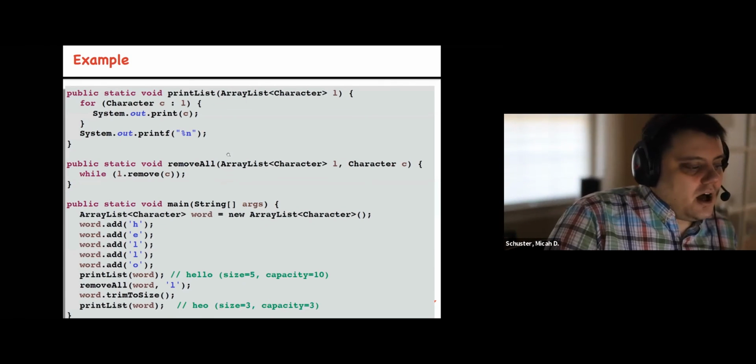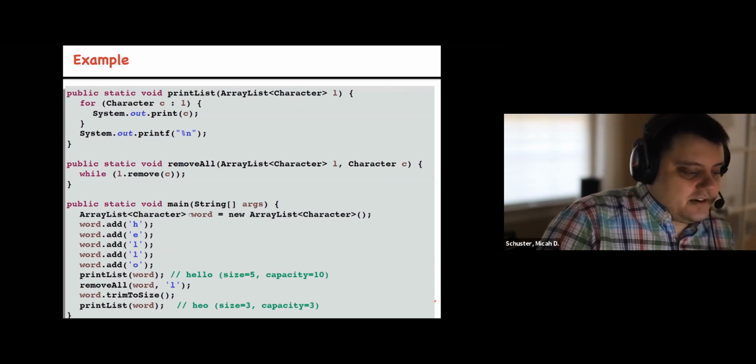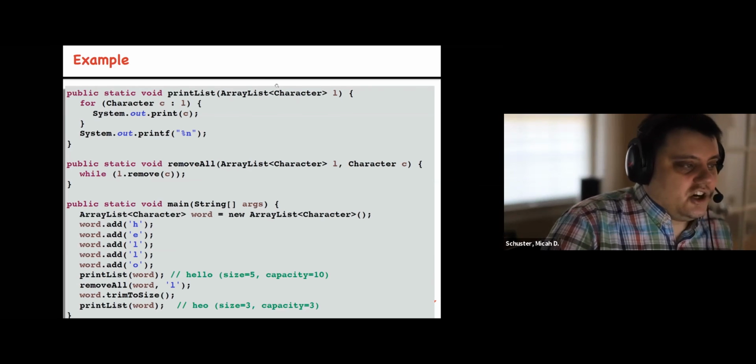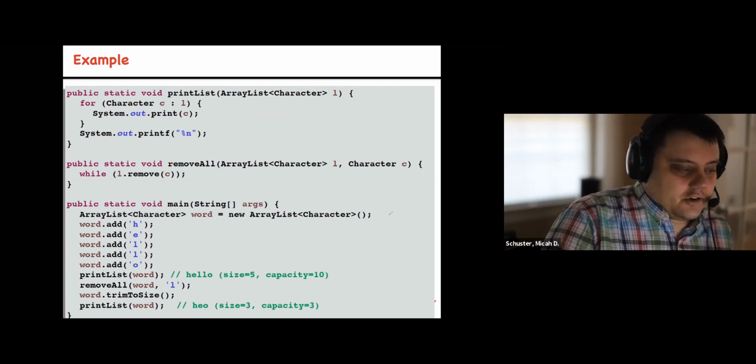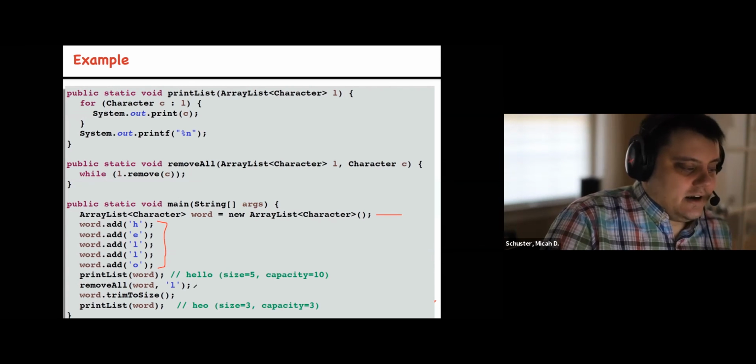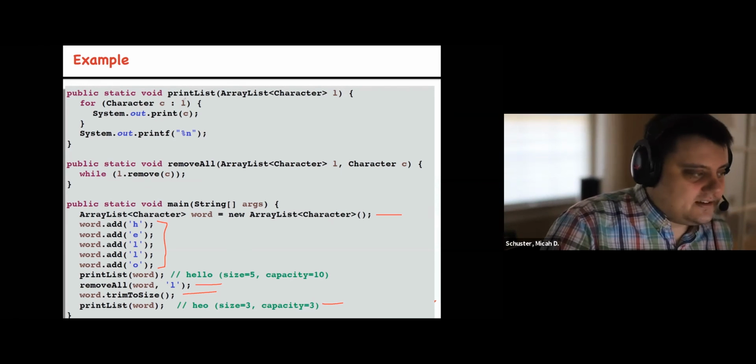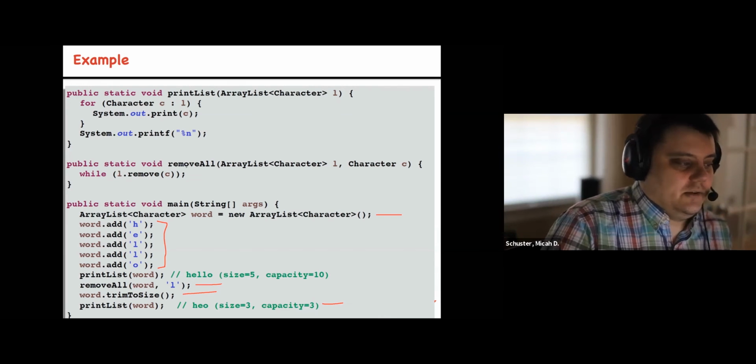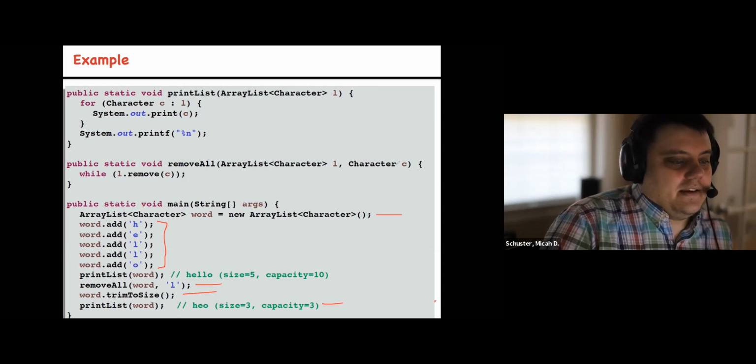All right, I have a couple of examples here. There's not a ton going on here. It's just an example of removing elements. So creating an array list, adding hello to the array list, printing it out, removing all the L's, trimming it to size, and printing it again. So that's really all this is doing. There's a couple of functions in here that do this. So like remove all. In this case, it's going to remove all the characters that get entered in, and then the print.